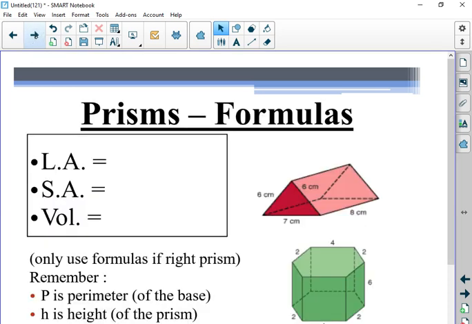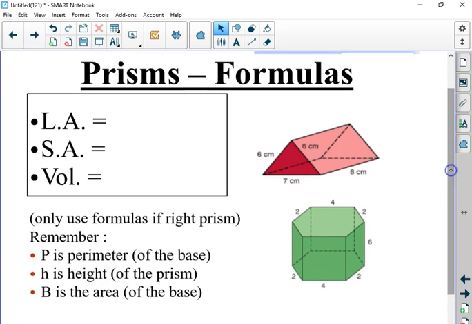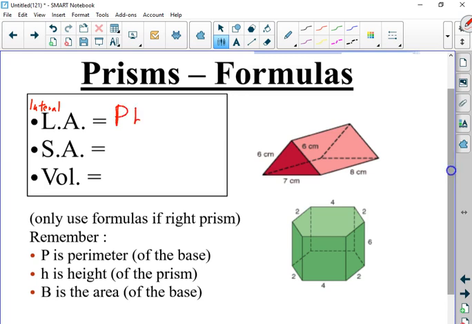All right, so prisms. We have some formulas. And these will be on the formula sheet for you to use during the quiz and test. All right? Lateral area. That means around the sides, not including the bases. So the lateral area is the perimeter times the height. And remember, perimeter is the perimeter around one base.